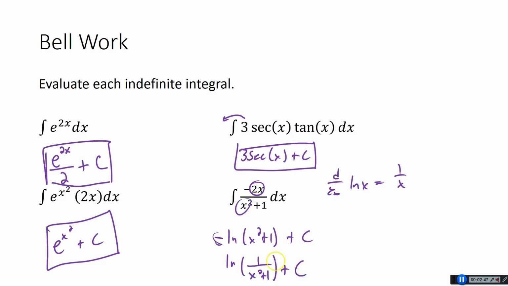Sometimes you'll see AP do stuff like this. We'll try to trip you up a little bit, right? And we know our antiderivative for 1 over x is natural log of absolute value of x. So we should have some absolutes around this guy and some absolutes around this guy.